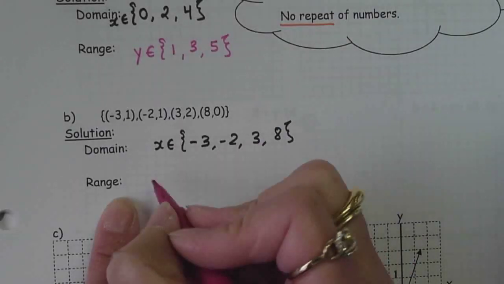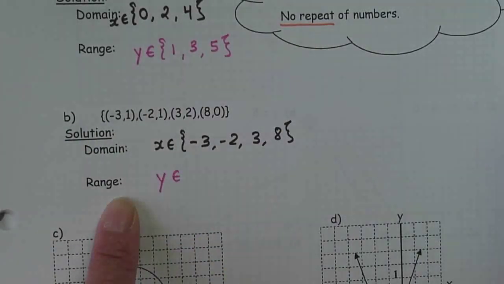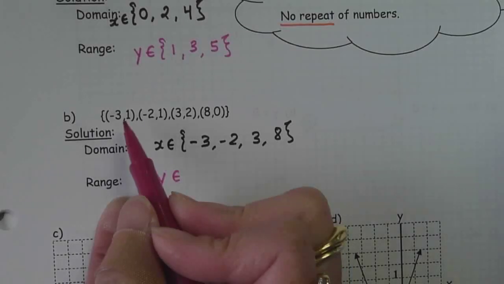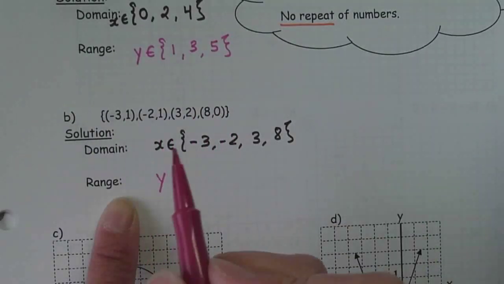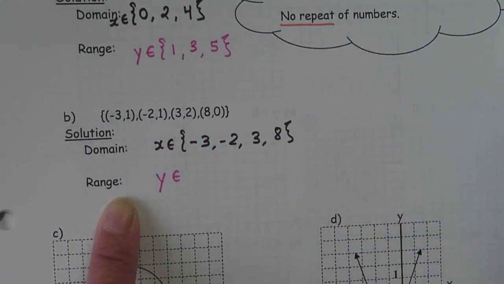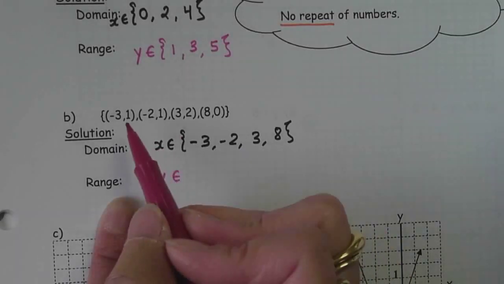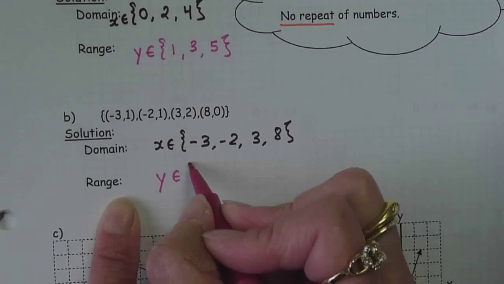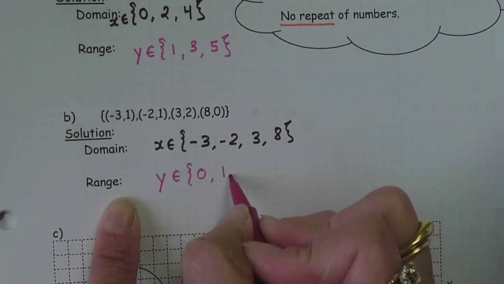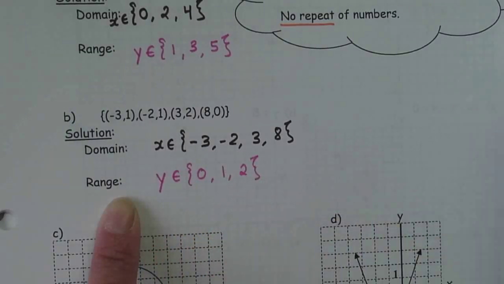And then my range, my y, is going to be 1, 1, 2, 0. But what I said about repeats, don't repeat yourself, and I want it in order. So it's going to be not 1, 1, 2, 0, it will be 0, 1, 2, no repeat.